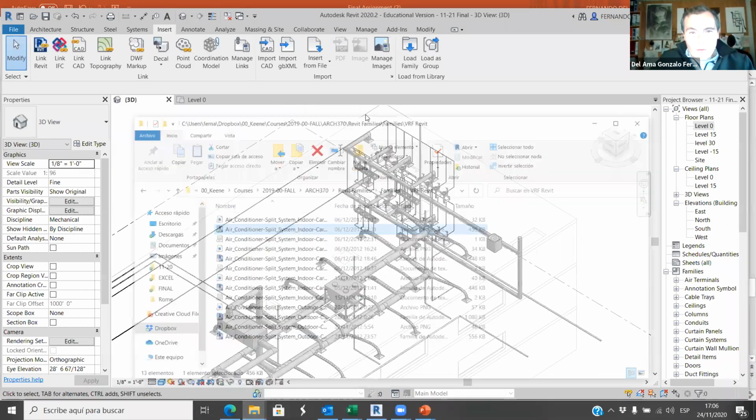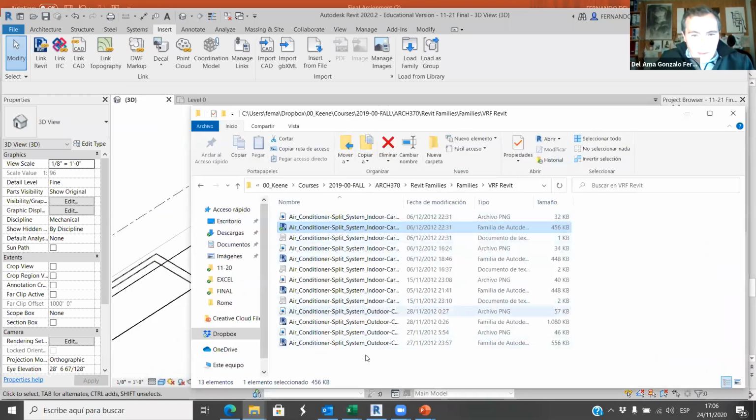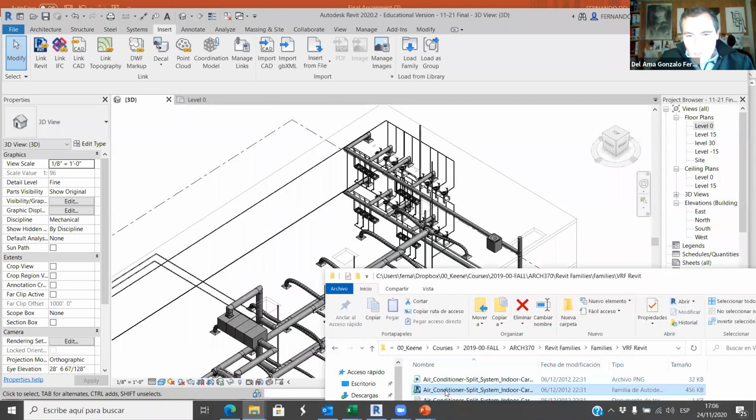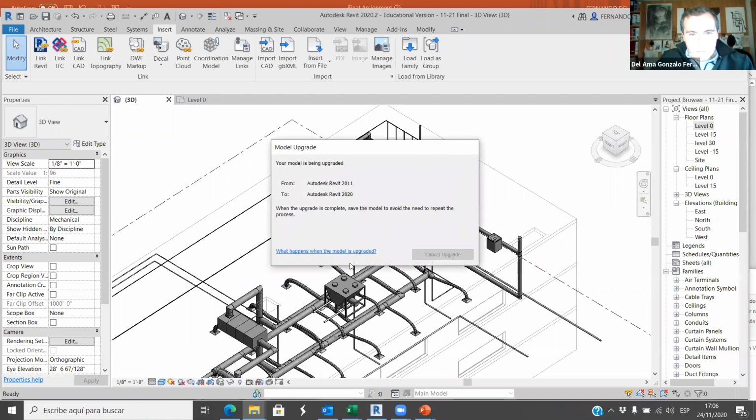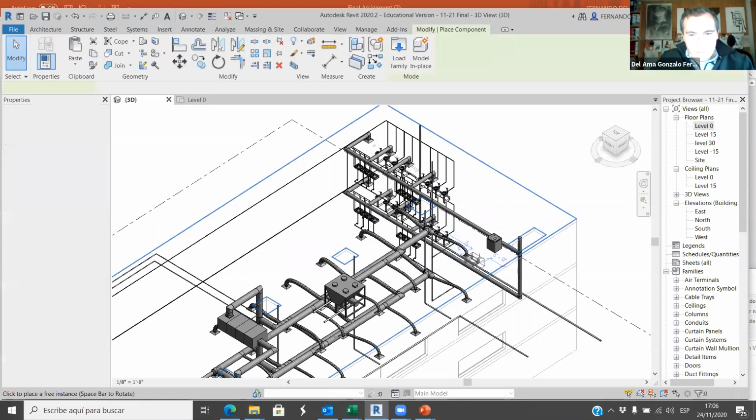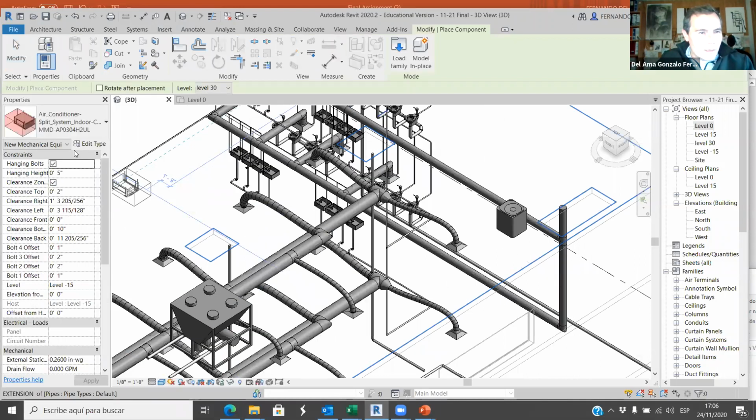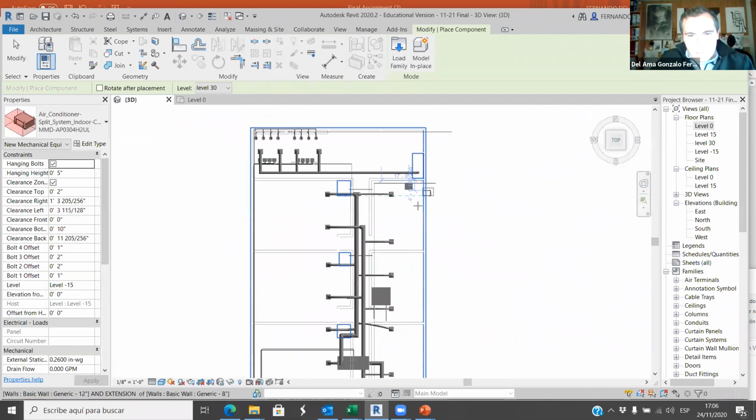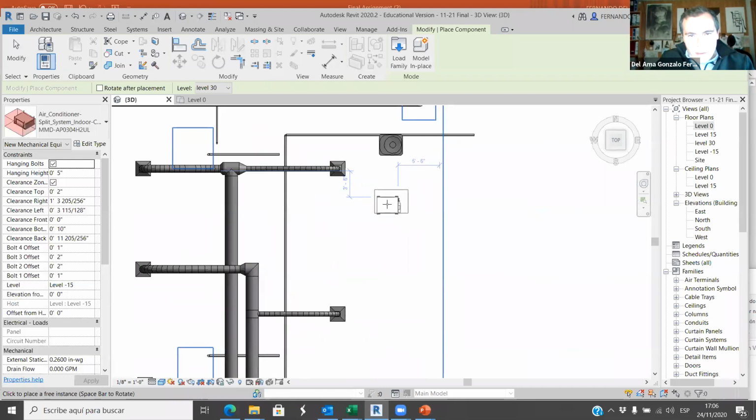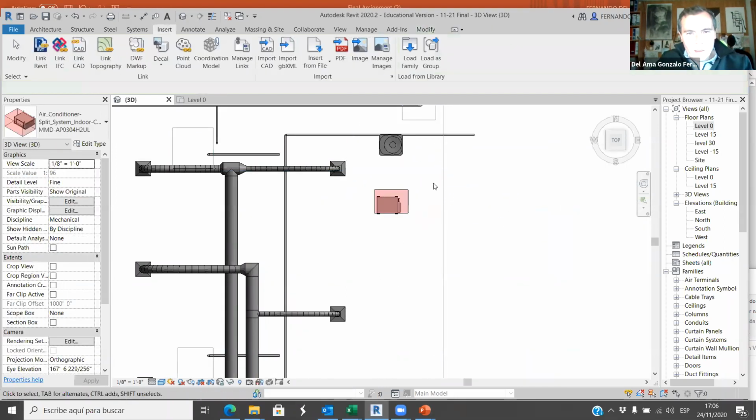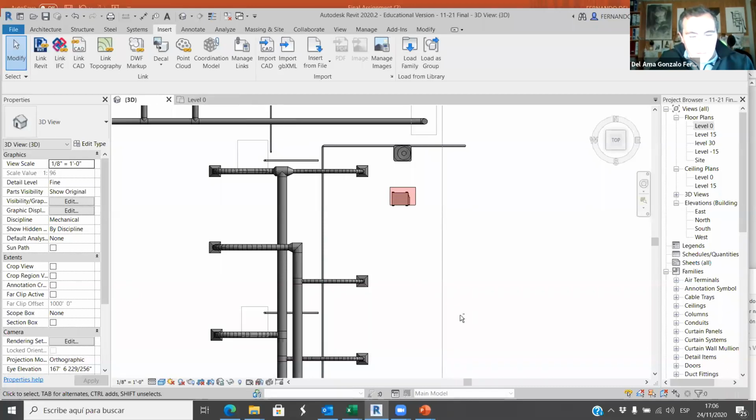And what do we have to do now? I have downloaded many split systems. I want you just to use one of them. So you can drag it here, and then you can place it. So let's place it. This is a split system indoor unit. Okay, that's fine. Let's place it, let's say here. And now where are we?